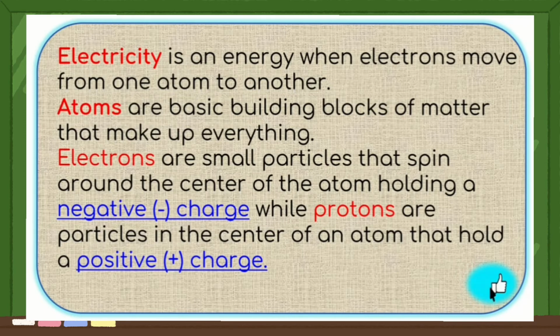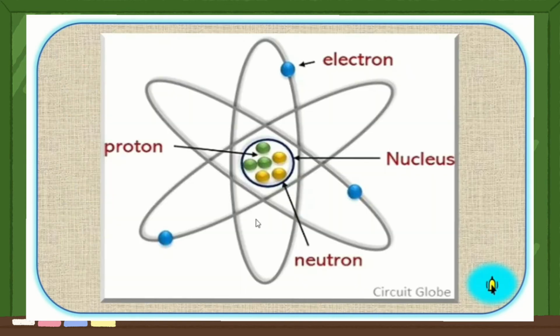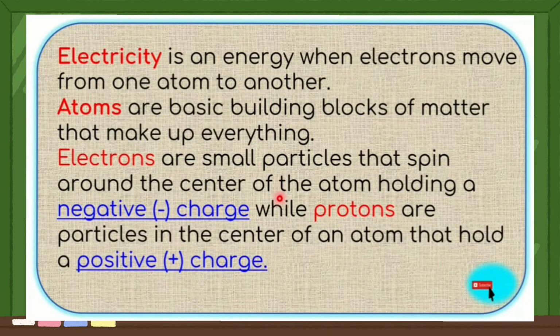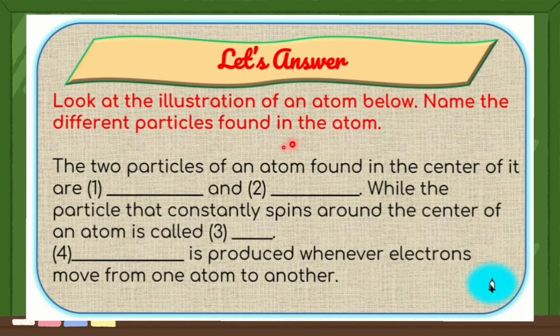Electrons are small particles that spin around the center of the atom, holding a negative charge, while protons are particles in the center of an atom that hold a positive charge like this one. So, ito pong nasa loob na nakikita ninyo is what we call the proton, yung color green, and then we have the neutron, yung color yellow, and then the nucleus. So, nucleus po yan. Then, the electron is outside. So, siya po ay nakapaikot lamang doon sa isang atom.